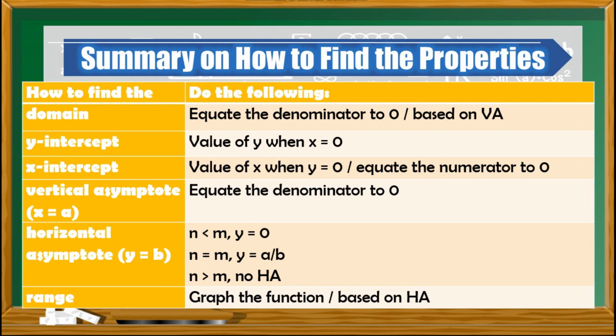When n is greater than m, take note that there is no horizontal asymptote, but instead there is an oblique asymptote. And to find the oblique asymptote, you have to divide the numerator by the denominator, and whatever is the quotient, that is your oblique asymptote. And for the range, you have to sketch the graph of the function or base it on the horizontal asymptote.